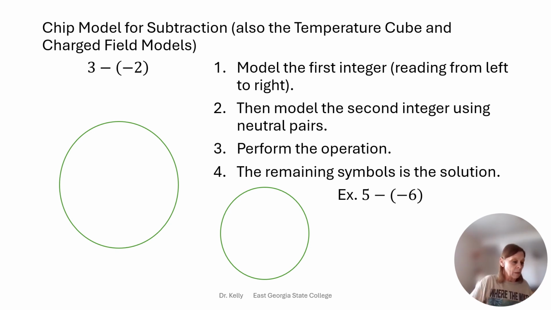Oh, okay. I do want to talk about the chip model for subtraction, because the chip model for addition is very, very straightforward. But when we start talking about subtraction, we have to consider those neutral pairs. So I wanted to walk through this a little bit with a couple of examples. So the first thing, and I'm going to do this with a charged field model, okay, but I may use 2 different colors.